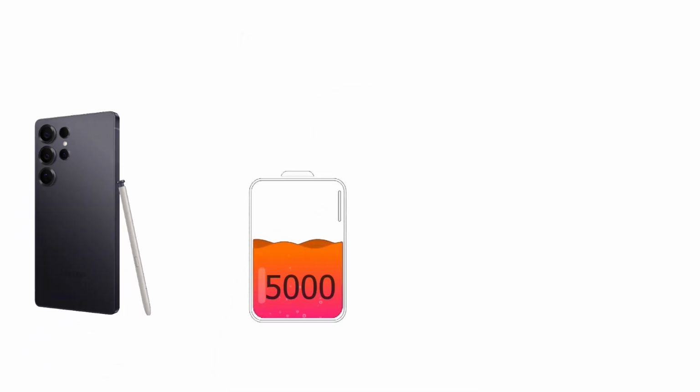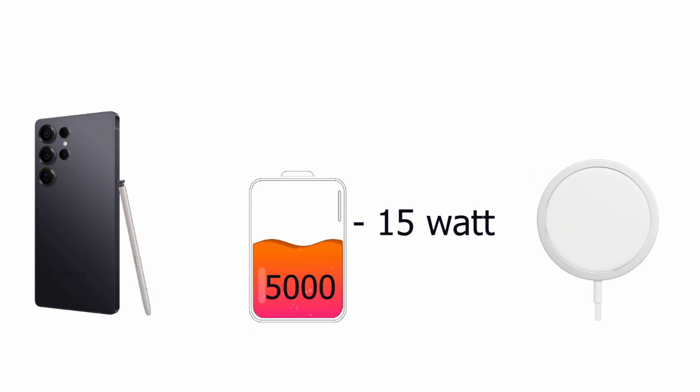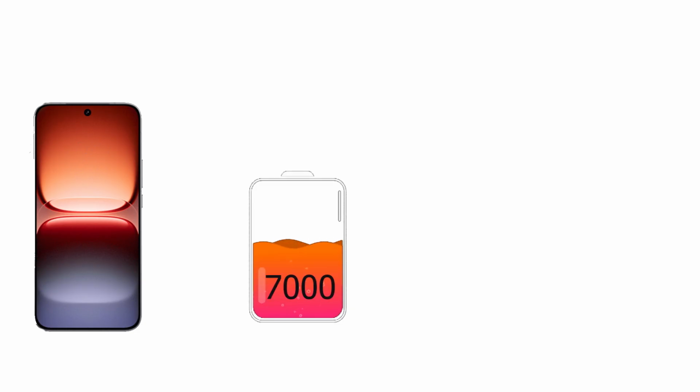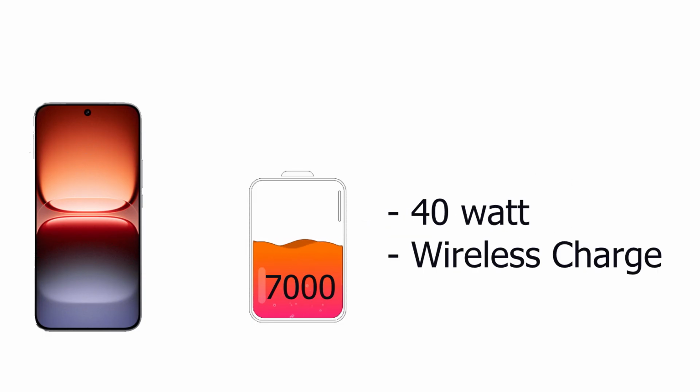When we talk about the batteries, the Samsung Galaxy S25 Ultra comes with a 5000mAh cell, which supports 45 watts of wired fast charging, 50 watts of wireless, and 4.5 watts of reverse wireless charging. The iQOO 15 comes with a huge 7000mAh battery, and it supports 100 watts of wired fast charging and 40 watts of wireless charging. It also supports 4.5 watts of reverse wireless charging, which is not available in the iQOO 13, the previous model.